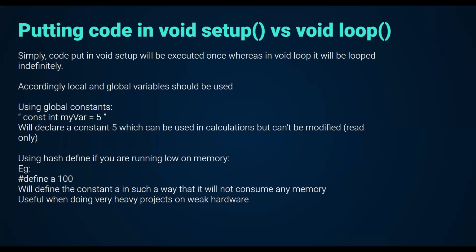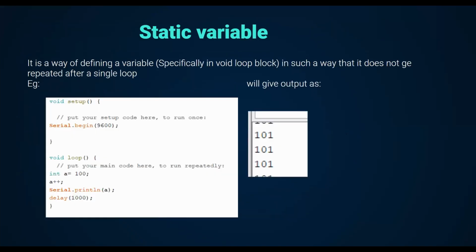Okay, static variable. While working in void loops, I prefer to use static variables because, as you can see, if we do not use a static variable, it will just go on from the loop over and over again. If you follow the process from top to bottom, we are defining a variable as 100, then incrementing the variable, then printing the variable with a delay of 1 second. That will just give us the output of 101: 100 incremented by 1, so 101, then printing it, then going back and defining it as 100 again.